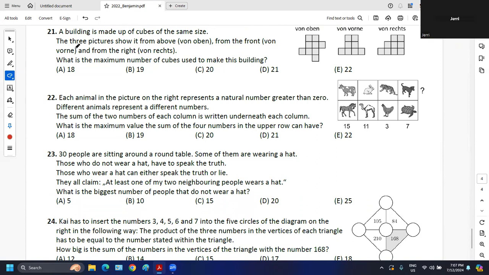Question number 21. A building block is made up of cubes of the same size. The 3 numbers show it from above. From the front, and from the right. What is the maximum number of cubes used to make this building?